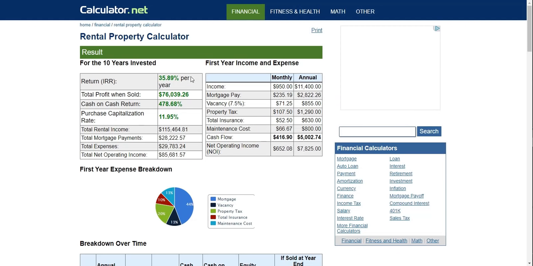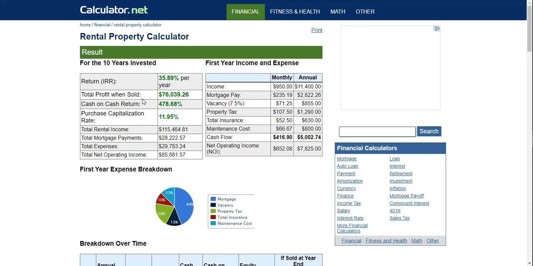Okay, so what do the numbers look like? Well, remember we said we were going to hold this property for 10 years and then sell it. So if we did that, and if the numbers we inputted are accurate, this property would have an internal rate of return over that 10-year period of 35.89%. Pretty darn good. You'd be hard pressed to find this rate of return on other investments. So that number looks good.